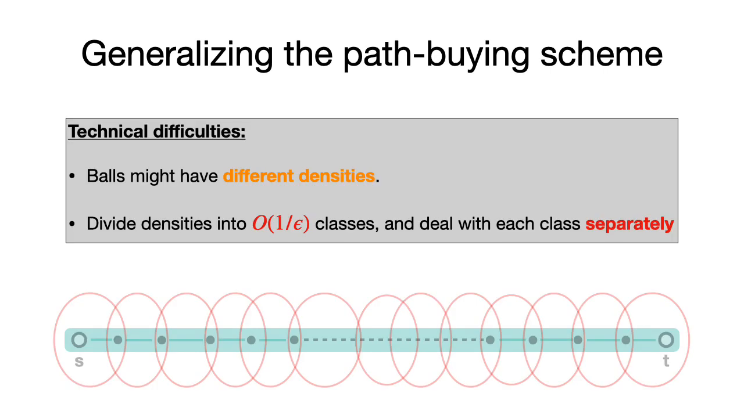One technical difficulty behind this scheme is that balls might have different densities. The approach we have just described only works for uniform ball sizes. To fix this issue, we will divide densities into a constant number of classes and deal with each density class separately. I am not going to explain this further.